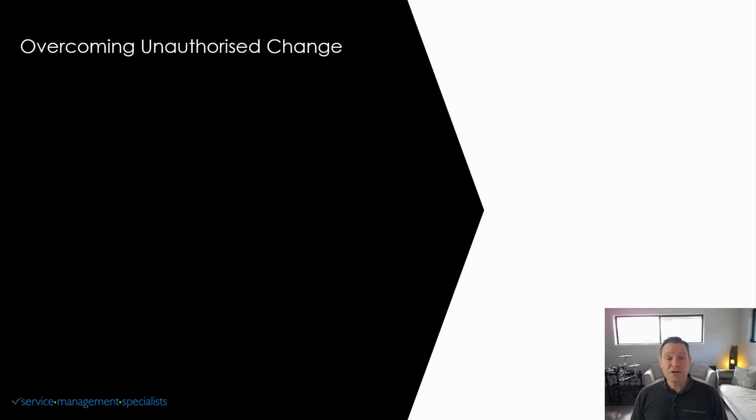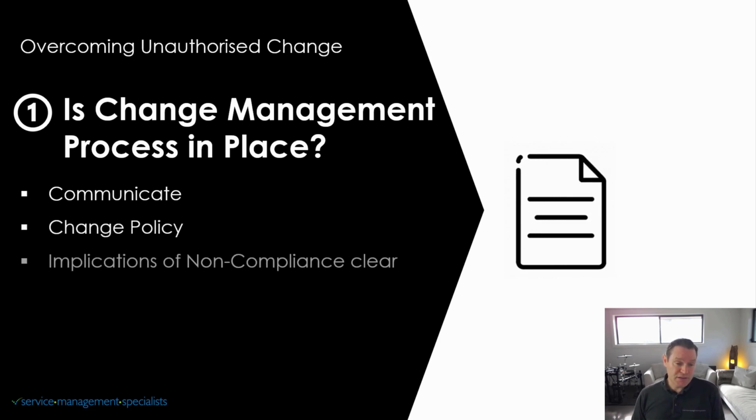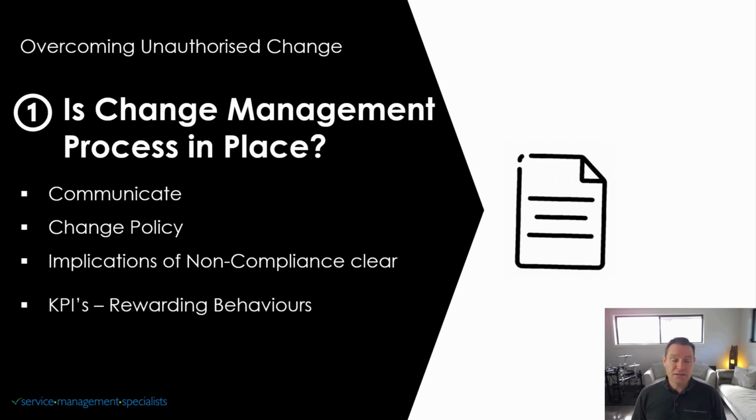So overcoming unauthorized change, let's have a look at these 3 tips. Number 1, is a change management process in place? And if it is, has it been communicated? Is there a change policy that underpins this process? Are the implications of non-compliance clear? And are there KPIs rewarding behaviours? So if you've had a number of changes that have been successful, do you get rewarded for that? If you've got unauthorised changes that people have found out about that have had impacts, are there things in place around that as well?